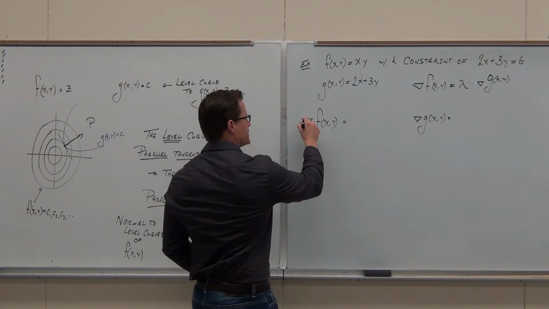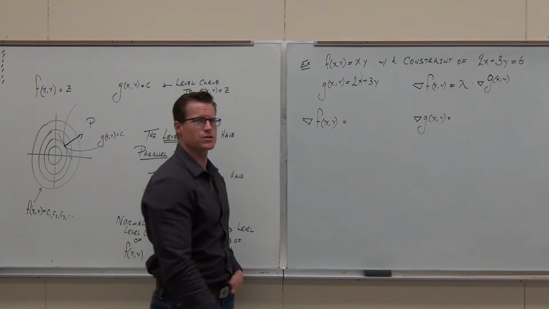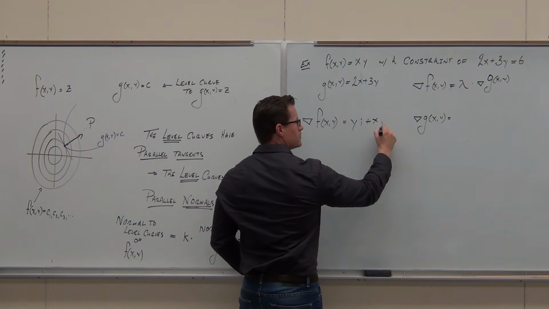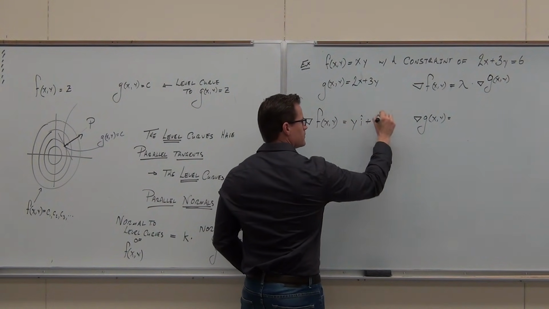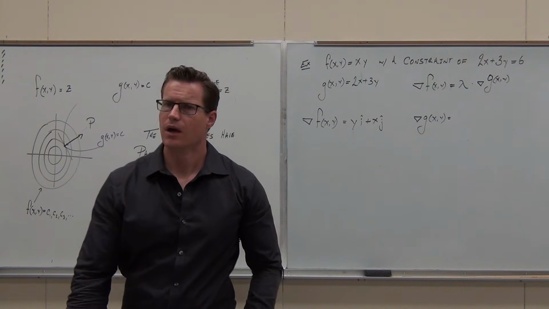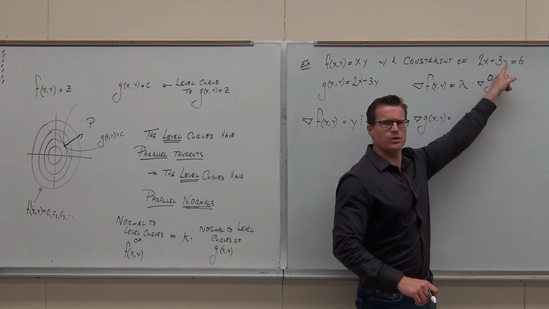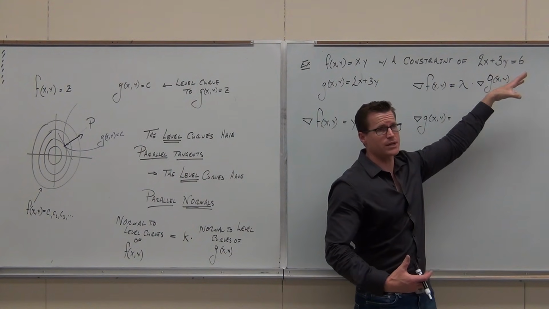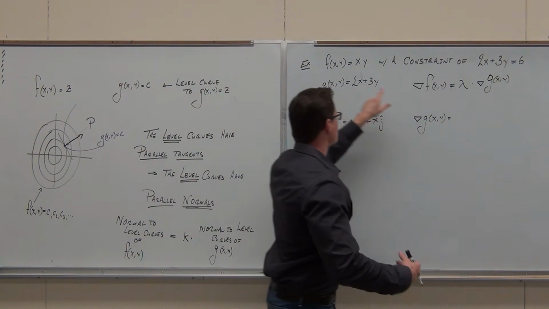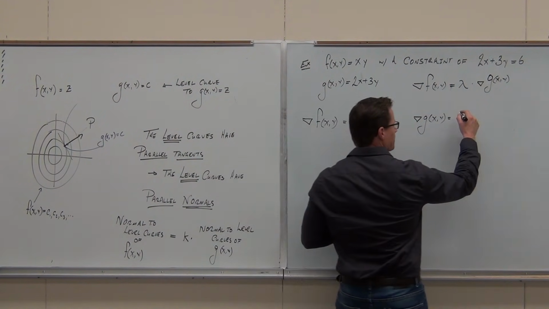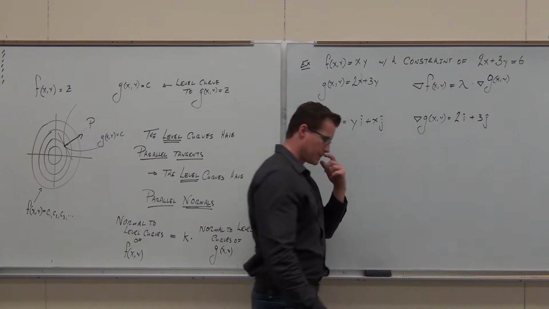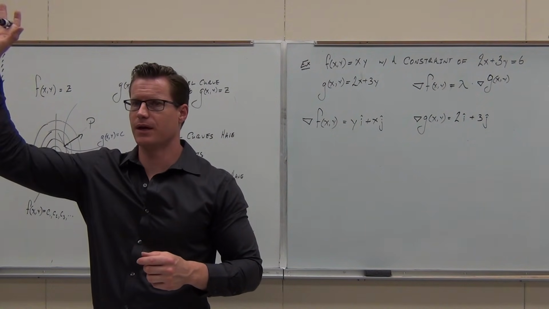So for f, the gradient of f is y i plus x j. Head nod if you're okay with that one. How about for the g? Do I take the gradient of this one? That's already a level curve. I want to take the gradient of the higher function. That way it gives me the normals to the level curve that I'm looking for. So the gradient of this gives us, come on, quickly, 2i plus 3j. Should everyone feel okay with that?